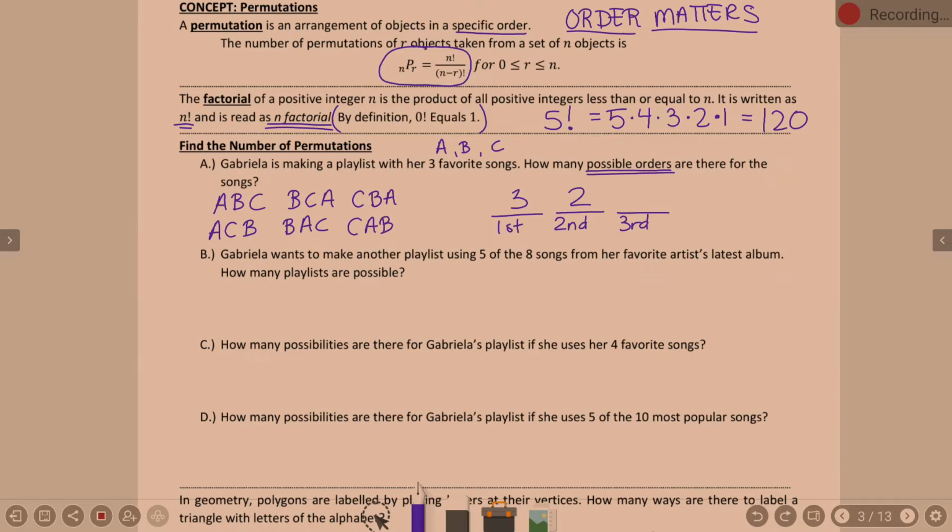How many songs left to go in the third position? 1. Just 1. What do we do here? 3 times 2 times 1 is 6. So there are 6 different orders she can put those songs in. And we already demonstrated that by just doing the list by hand. And you're not going to have to be doing lists by hand.